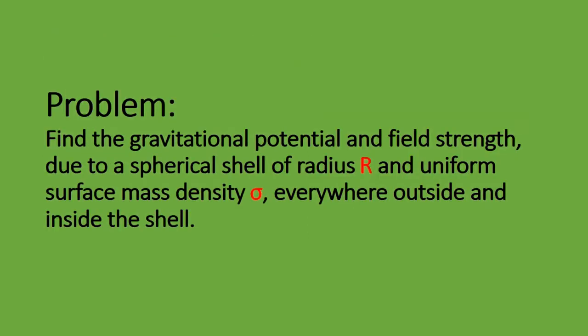So now, our famous problem that you will find in many textbooks says the following: find the gravitational potential and gravitational field strength due to a spherical shell of radius R and uniform mass density, let's call it sigma, everywhere outside and inside the shell.